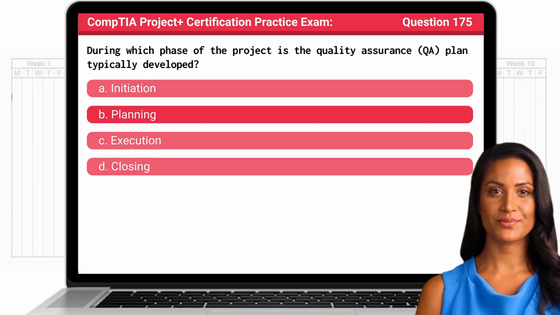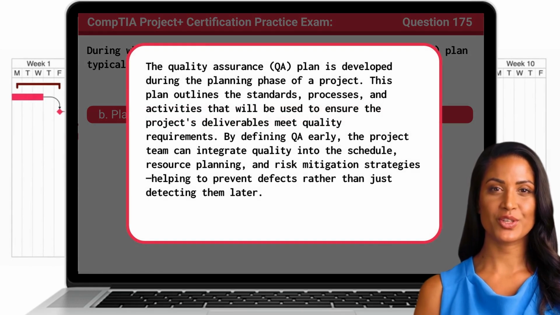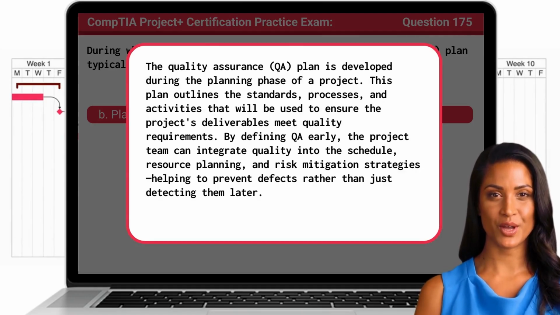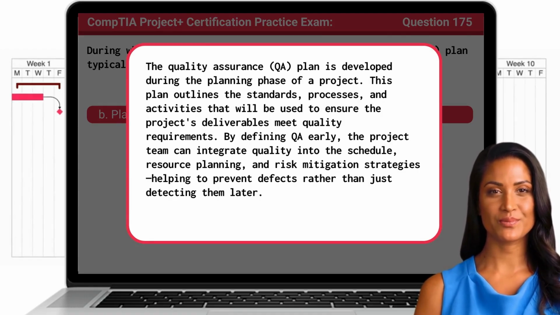The answer is B. Planning. The quality assurance or QA plan is developed during the planning phase of a project. This plan outlines the standards, processes, and activities that will be used to ensure the project's deliverables meet quality requirements. By defining QA early, the project team can integrate quality into the schedule, resource planning, and risk mitigation strategies, helping to prevent defects rather than just detecting them later.